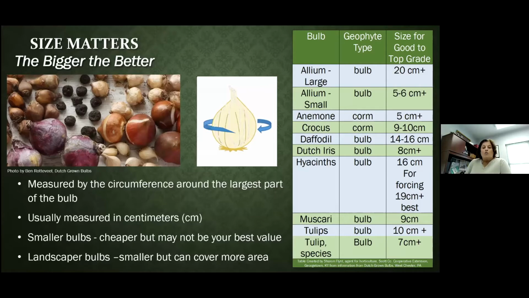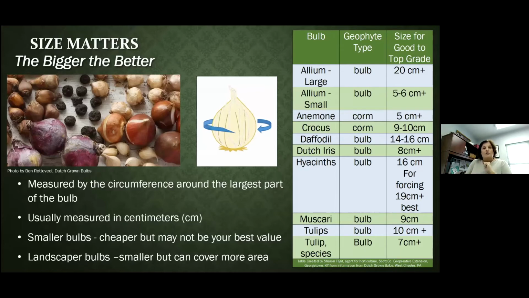A lot of times I will say, just beware. Sometimes you can buy bulbs. You never want to buy bulbs that look extremely tiny, or you pick them up and they feel really lightweight. And if you squeeze them, you can almost squeeze them through.